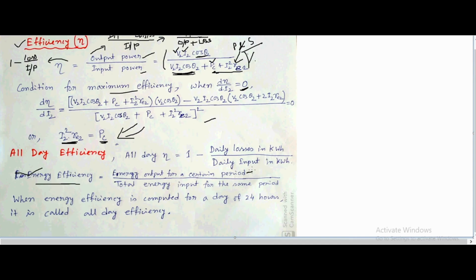This is the energy efficiency. Energy efficiency equals energy output for a certain period divided by total energy input for the same period. When this energy efficiency is computed for a day, that is 24 hours, it is called all day efficiency.